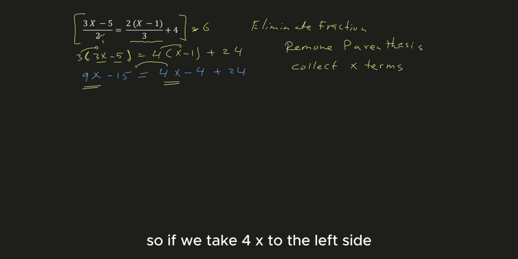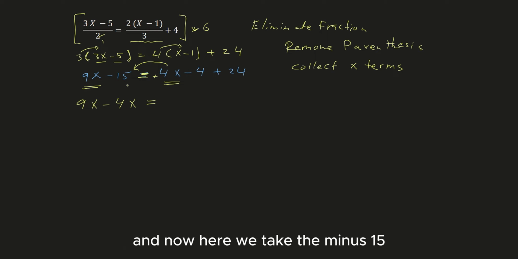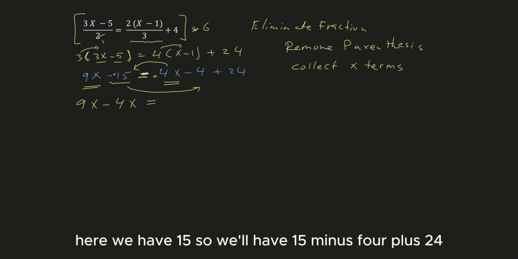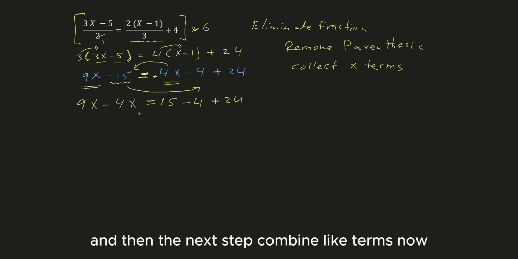So if we take 4x to the left side, here we have the equal sign. The sign for the x, plus, becomes negative. So we have 9x minus 4x. And now we take the minus 15 from the left side to the right side to collect the same terms. Here we have 15, so we will have 15 minus 4 plus 24. So we collect x terms on one side, and then the next step is to combine like terms.